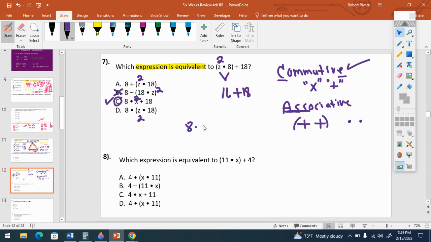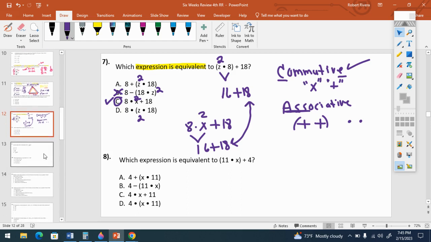If I would have done this one, let me do this one on the side. 8 times x, doesn't matter, plus 18. We changed it to 2. This guy would go first. 8 times 2 is 16. And now you can see that they're equivalent. Of course, all they did, they changed the order. The 8 was second, now the 8 is first. That is allowed because of the commutative property of multiplication. Really easy question. You will have one like that in the CPA again.